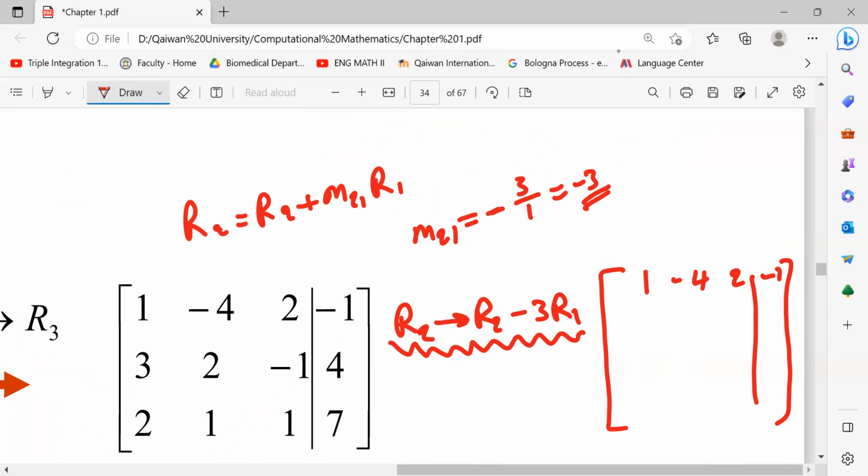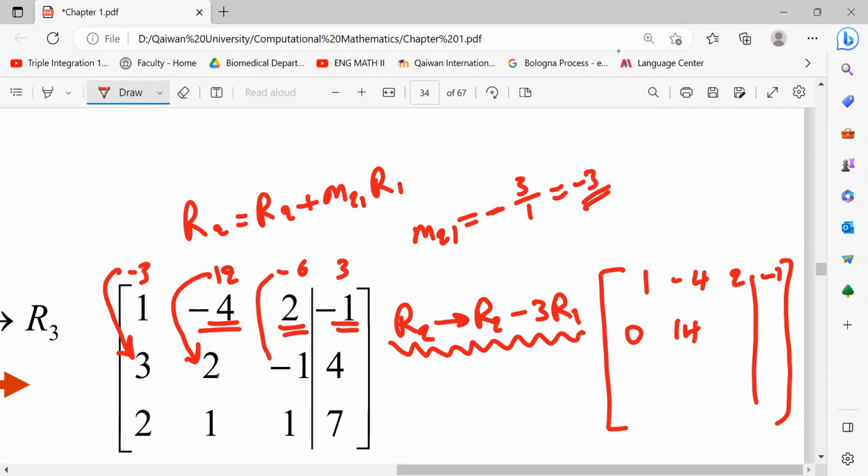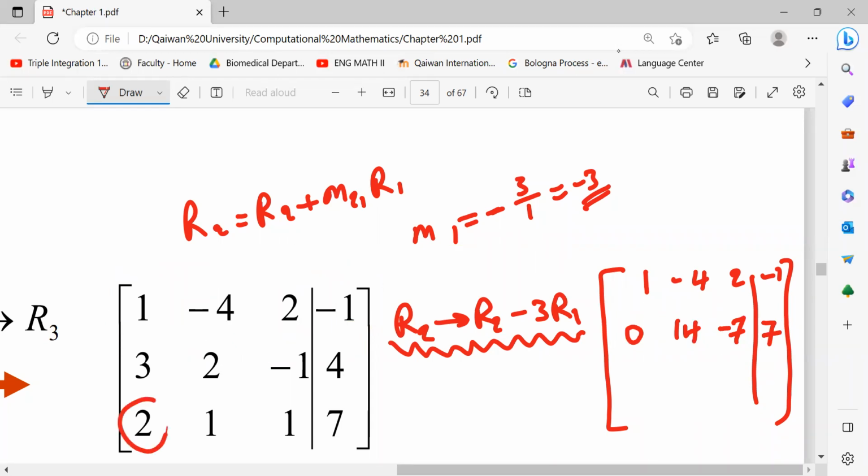First, let's find negative 3 times row 1. If you multiply this by minus 3, we get minus 3. This one by minus 3 is 12. This by minus 3 is minus 6. This by minus 3 is 3. Now we add these to the row 2 elements. Minus 3 with 3 is 0. Then 12 and 2 is 14. Negative 6 and negative 1 is negative 7. Then 3 plus 4 is 7. That's it.